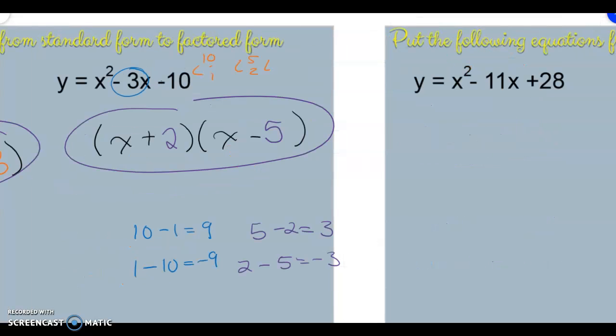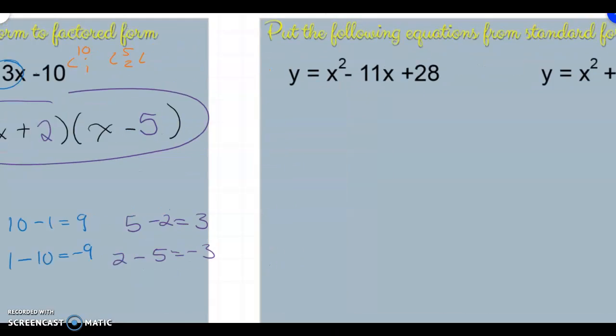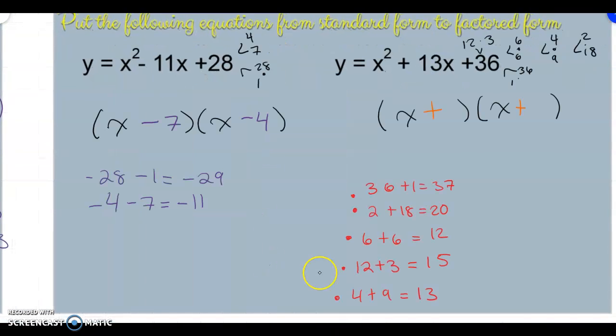Now the last two here, I want you to pause and do on your own, and then I'll show you what the answers are. Alright, so for the last two here, your factors of 28 were 4 and 7 and 28 and 1. So they both had to be negative based on this positive number here and this negative 11. So when I added two negatives together, I got negative 11 and negative 29, meaning that 4 and 7 were the factors. Now for this one, I had a bunch of different factors, but it's going to be 9 and 4. You can pause the screen now to see.